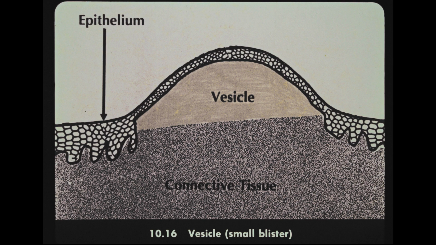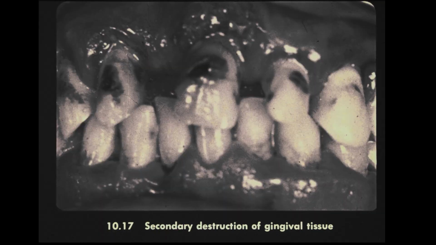After the vesicle ruptures, there is an area of superficial ulceration, which can become deeper with more destruction because of secondary bacterial infection. This illustrates secondary destruction of the gingival tissue. The etiology of chronic desquamative gingivitis is unknown, and therapy sometimes includes the use of topical steroids, vitamin supplements, and even gingival surgery. Interestingly enough, extraction of the teeth frequently results in a cure.